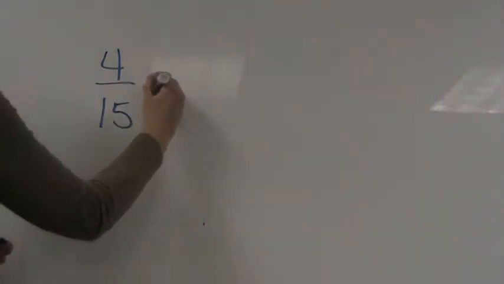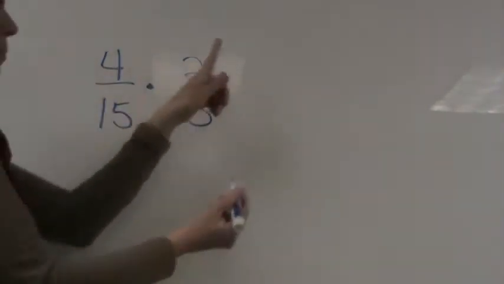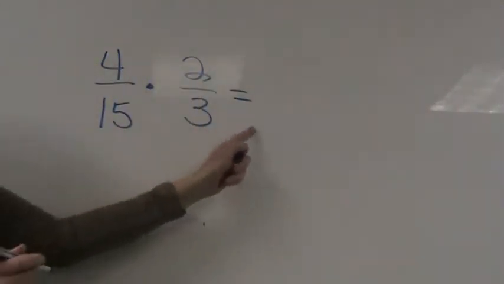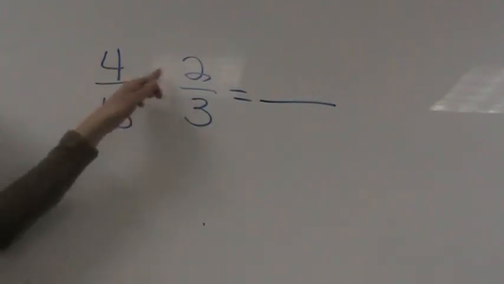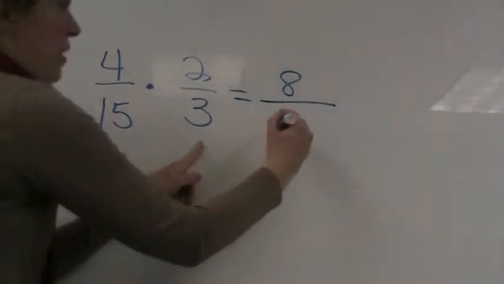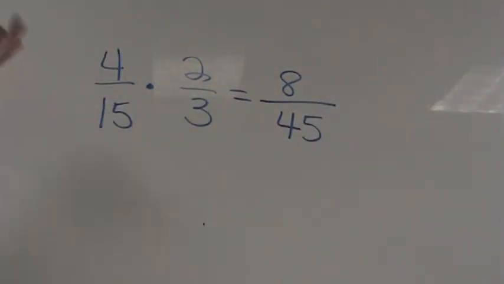If I have 2 fractions that I'm multiplying together, like 4/15 times 2/3, I'm simply going to multiply everything on the top, multiply everything on the bottom, and write a new fraction over here. So 4 times 2 is 8. 15 times 3 is 45. And in this case, my answer is 8/45.